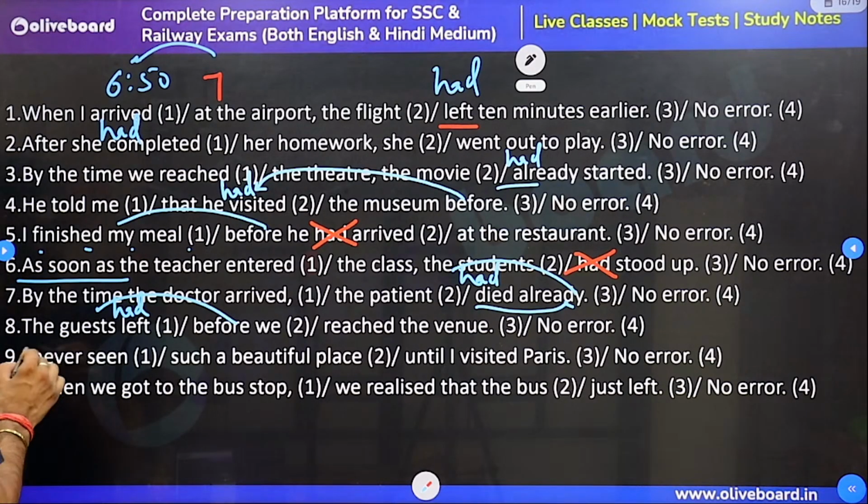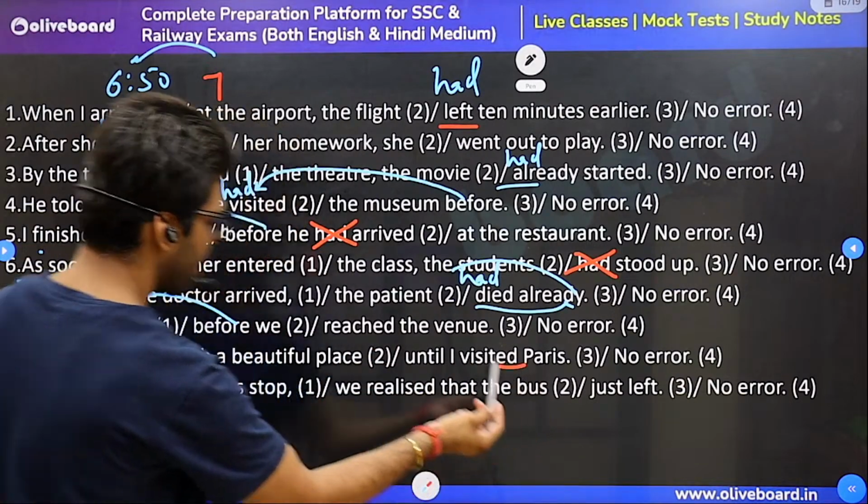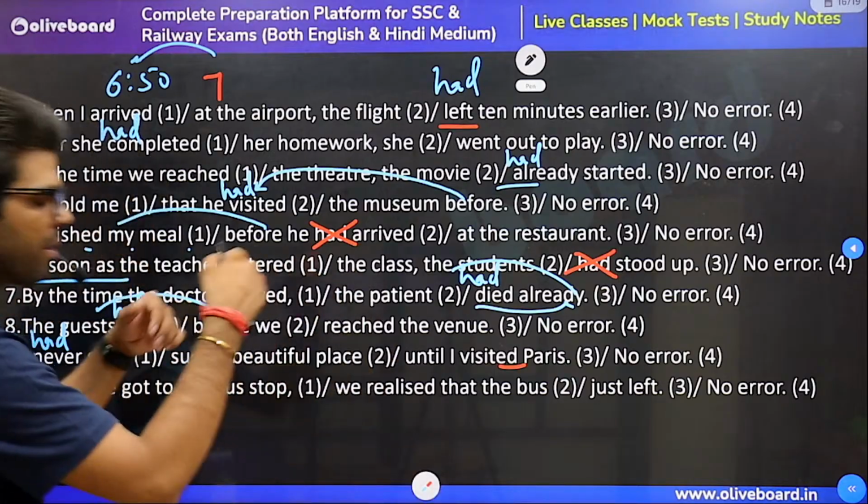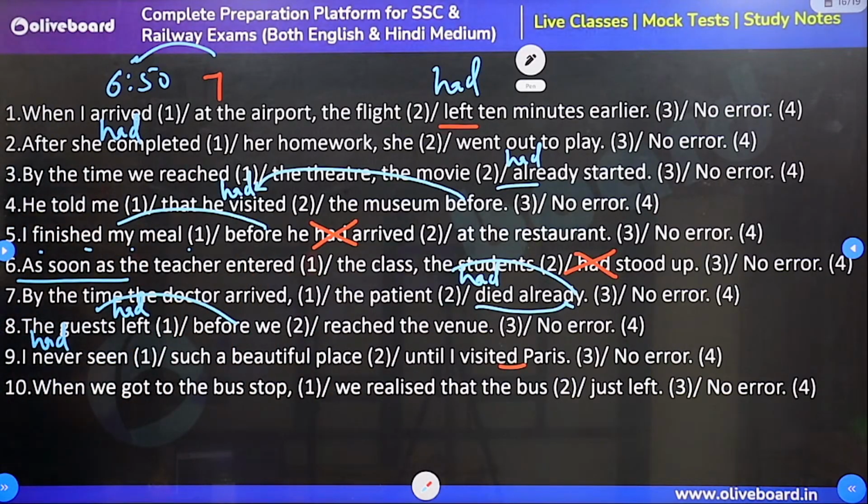Great. I had, past tense, because the next action belongs to past. I had never seen such a beautiful place until I came here. Until I talked to you, I never knew someone like this could be there.